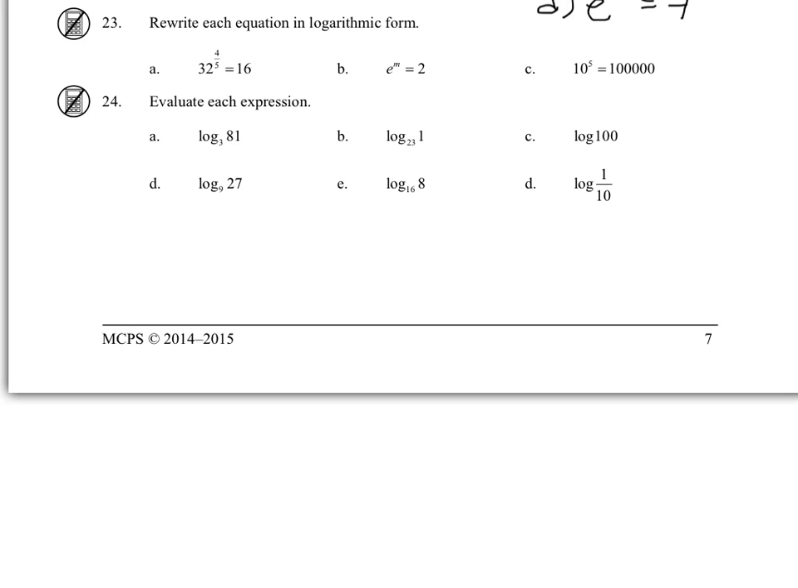And for 24, to evaluate, you can change it to an exponential form, or for a, we can just think to ourselves 3 to what power is 81, and that's 4. And then for b, 23 to what power is 1. For c, 10 as the base to what power is 100.